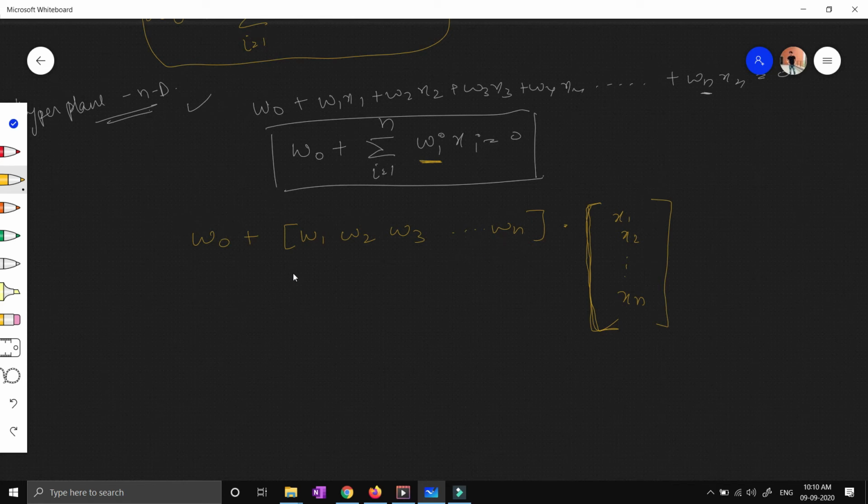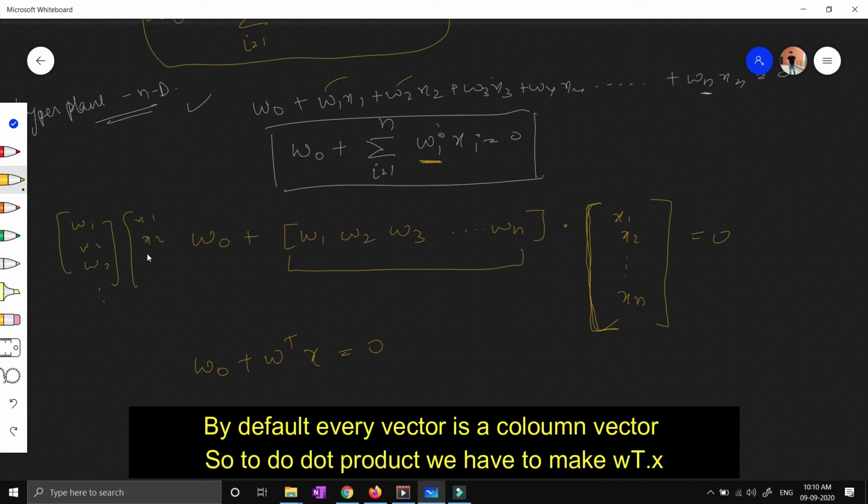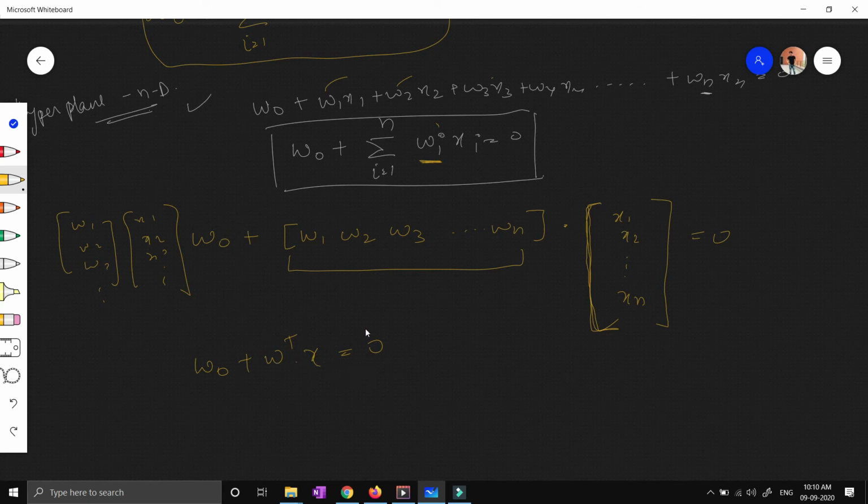Now, if we have to write this equation of a line more mathematically, then I can say it's W0 plus W transpose X equals 0, right? By default, this is W1, W2, W3 and so on, and X is also like this, X1, X2, X3 and so on. But a dot product is not possible, so we have moved it to W transpose X in this format. This is the more vectorized form of the equation of a line, which we always have to study.